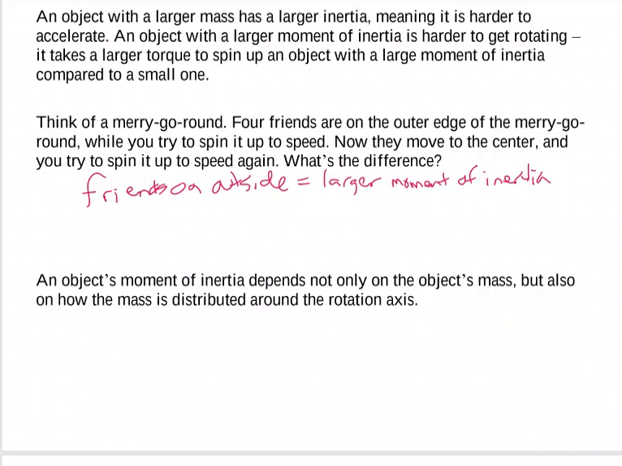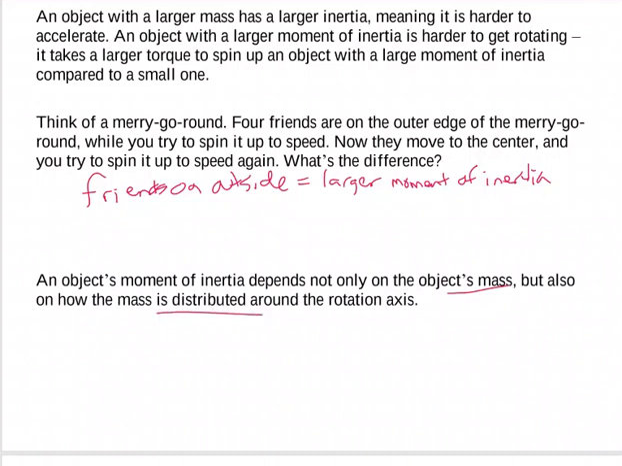Okay, so what's the difference? Friends on the outside versus friends on the inside? We put mass more towards the center. That's the idea here. And then we decrease the moment of inertia. We made it smaller. We made it easier to spin up. So an object's moment of inertia depends not only on the object's mass, but also how the mass is distributed. The object's mass plays a role, but also distributing the mass around the rotation axis plays a role as well.